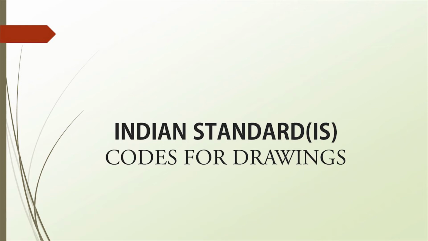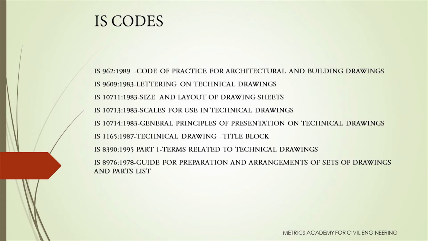In this video, we are discussing IS codes for drawings. The first one is IS 962-1989, Code of Practice for Architectural and Building Drawings. The next is IS 9609-1983, which is for lettering on technical drawings. The next one is IS 10711-1983, which is for size and layout of drawing sheet.